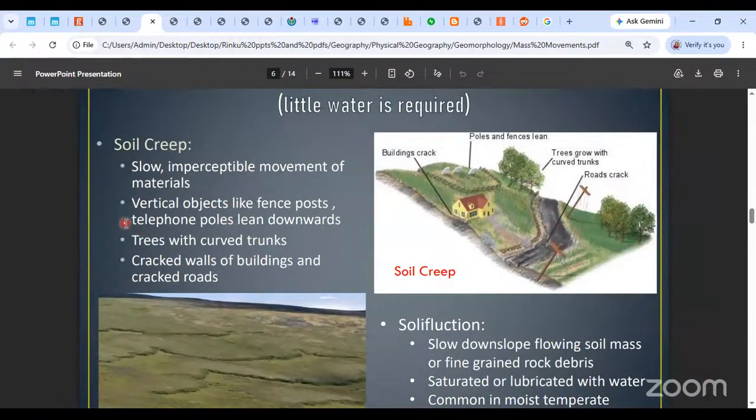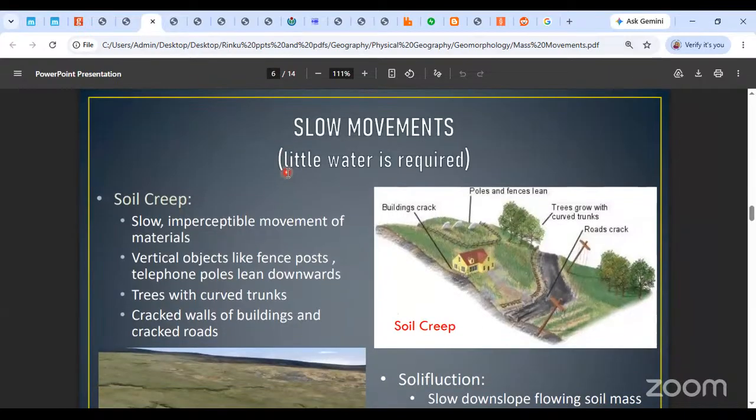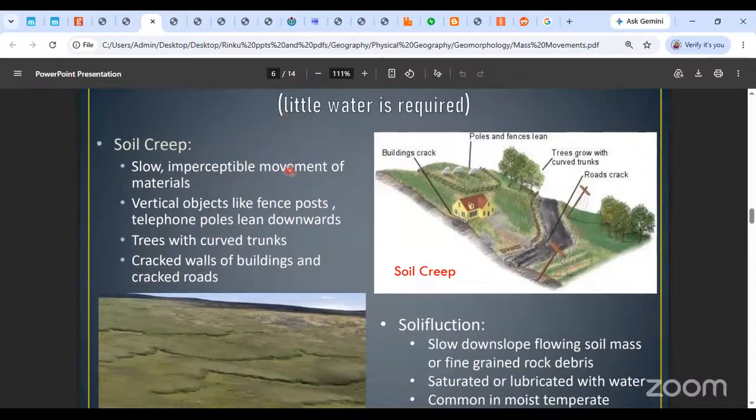We'll check that out. See, this is the first movement. We are talking of slow movements where little water is required. We are not saying that no water. We are saying very little water is required. If water is not available, we can still work with it. Okay? The first movement is soil creep.